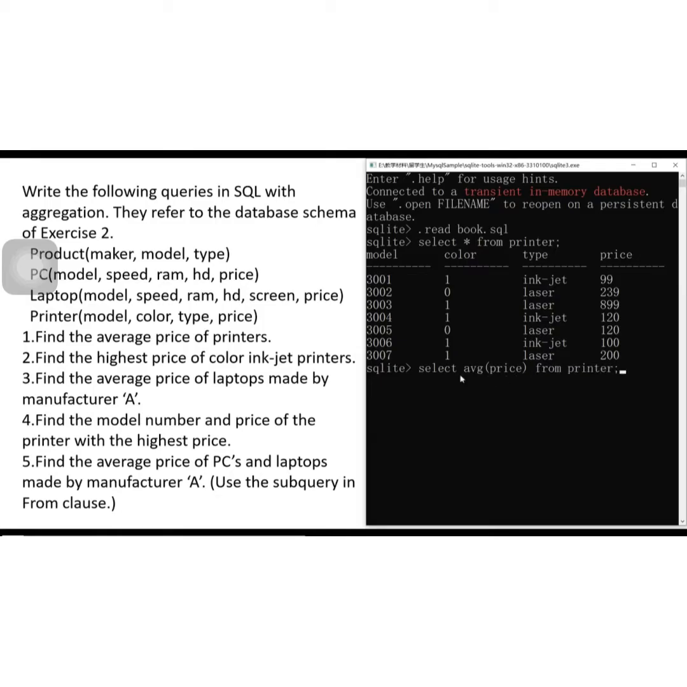So if we send this SQL, the DBMS, SQLite, will find the information from printers and compute the average for this column, for the price column. Then we'll get this result. And if we use aggregation, we'll get only one value in the result.